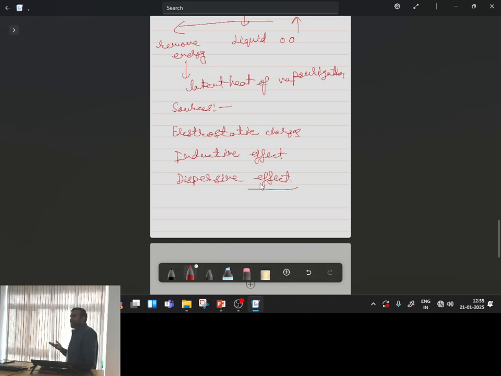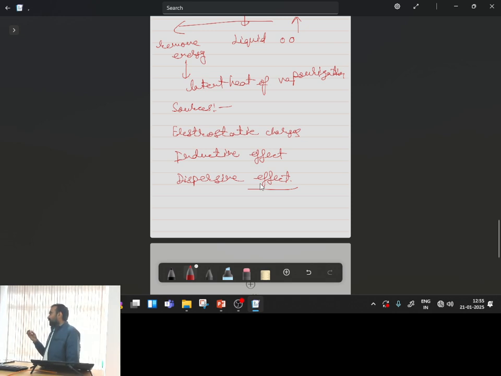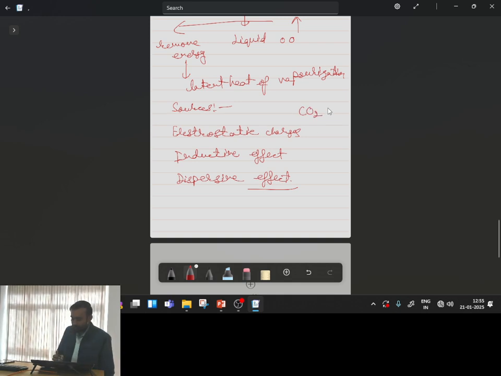There are certain molecules in which there is always a permanent dipole. For example, if you talk about CO2, what happens? Oxygen is more electronegative. It will try to pull the electron pair towards itself, so it will get a permanent negative charge, and carbon will get a permanent positive charge. Because of this there will be some dipole.